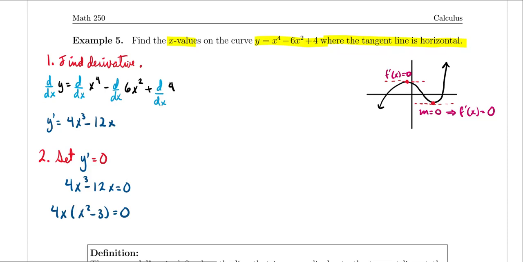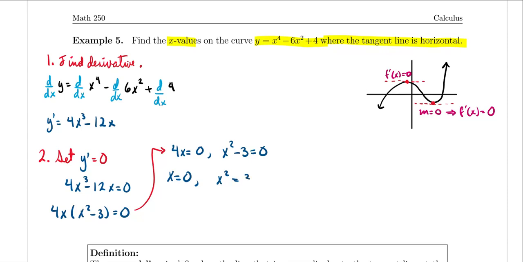Now, using the zero product property, we obtain 4x equal to 0 and x squared minus 3 equal to 0. So let's solve both of these equations. For the first one, where we have 4x equal to 0, we can clearly see that x has to be 0. What about the next equation, where we have the quadratic? Well, I'm going to isolate the square. So we have x squared equal to 3.